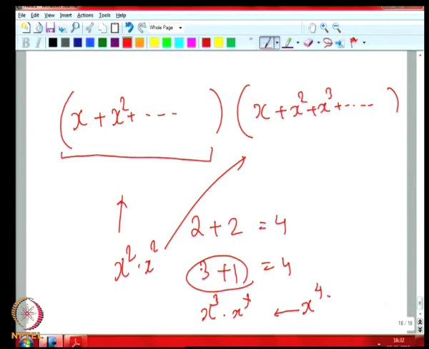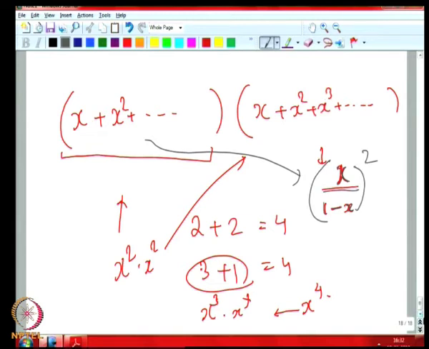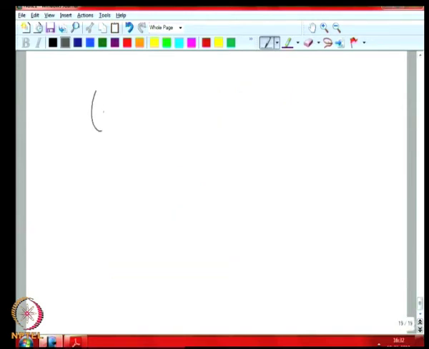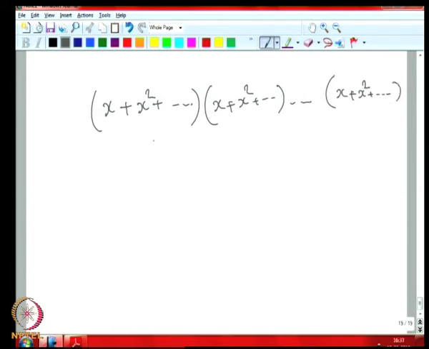Now what is this? This is just x by 1 minus x, because we know that you can take x out from here, x into 1 plus x plus x square plus, that is x by 1 minus x. And this is also the same, that is squared, right. So the I-summand thing is just this: the first term is x plus x square plus, the second term is x plus x square plus, similarly I such terms are to be put, x plus x square plus so on, right. So what does it give?